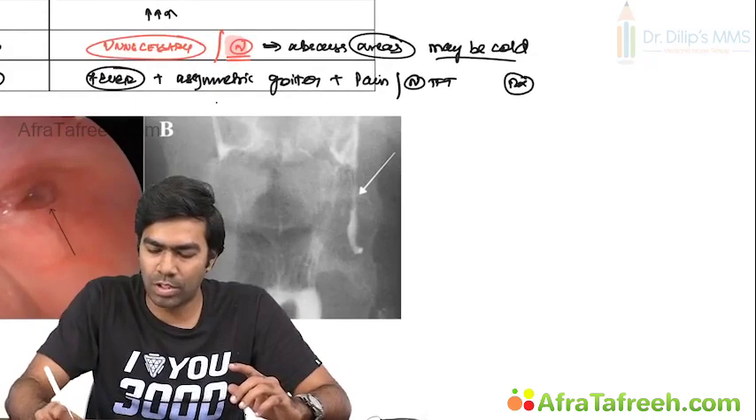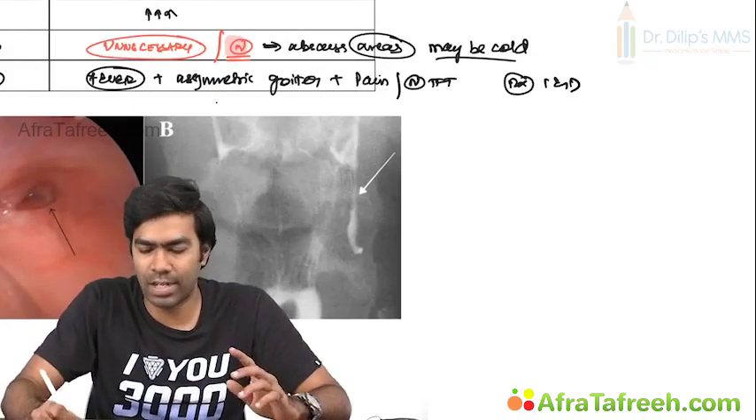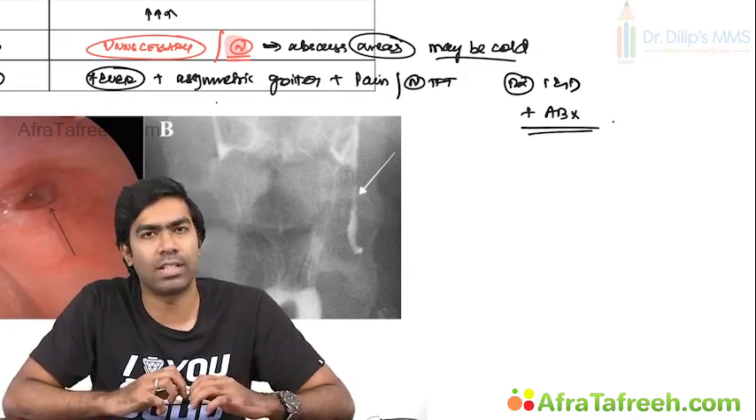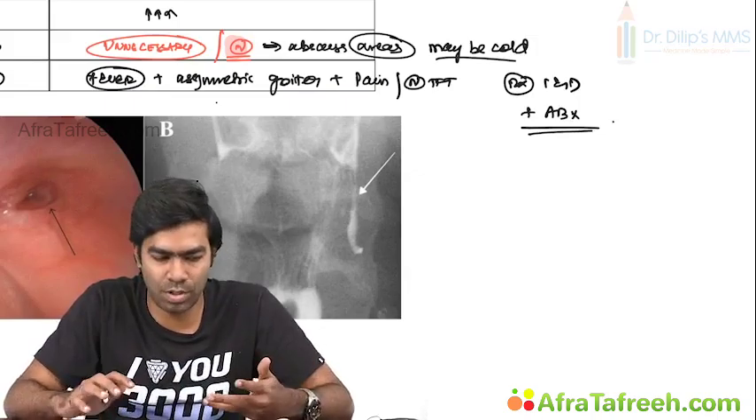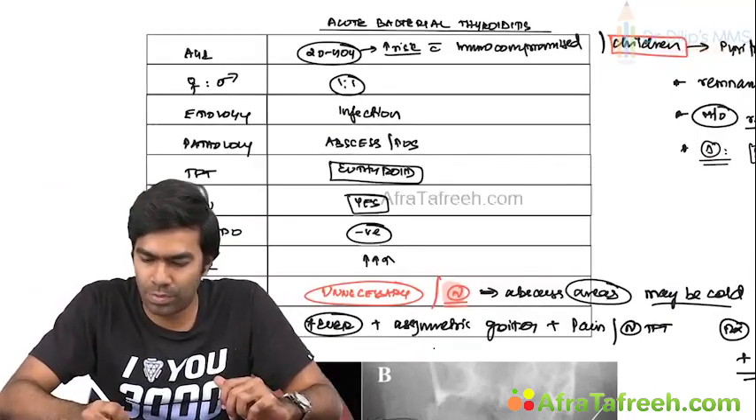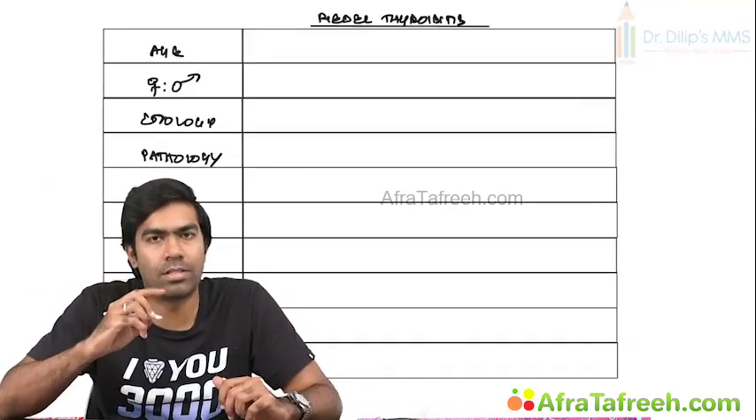Treatment wise, you are going to do I&D, incision and drainage, plus you are going to give antibiotic cover. That's it. So these are the important points with regards to suppurative thyroiditis. Let us move on to the next form of thyroiditis, that is Riedel's thyroiditis.